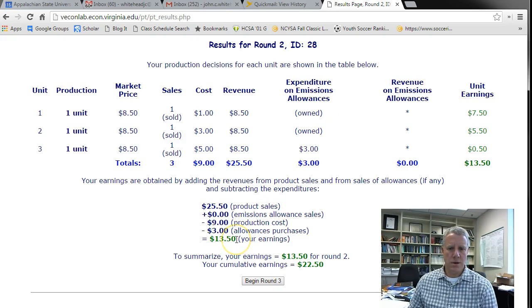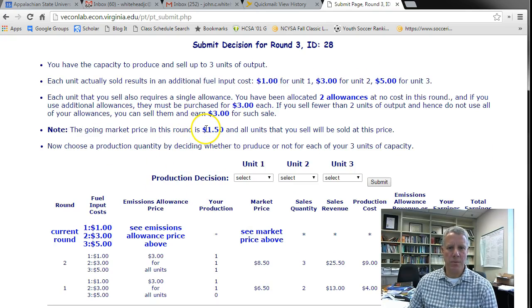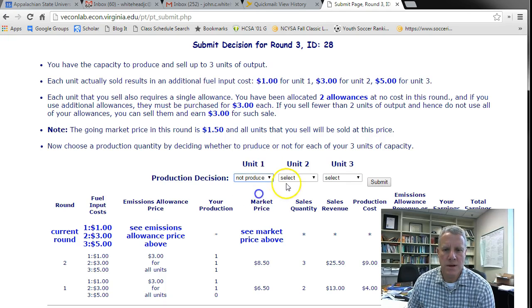And I earned $13.50 on that transaction. So now let's go to round 3. Everything's the same, but the going market price is $1.50. Okay, so even though the market price is greater than my fuel input cost, the market price is less than my total cost because I could sell my allowance for $3. So my revenue in this round would be $1.50, but my cost is $4 for the first unit, so I'm not going to sell any of these.